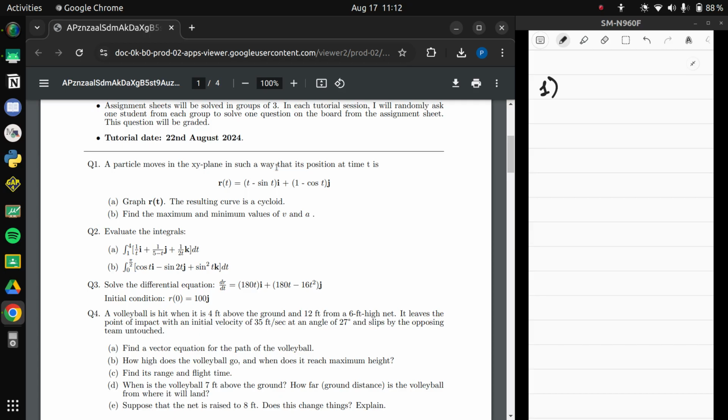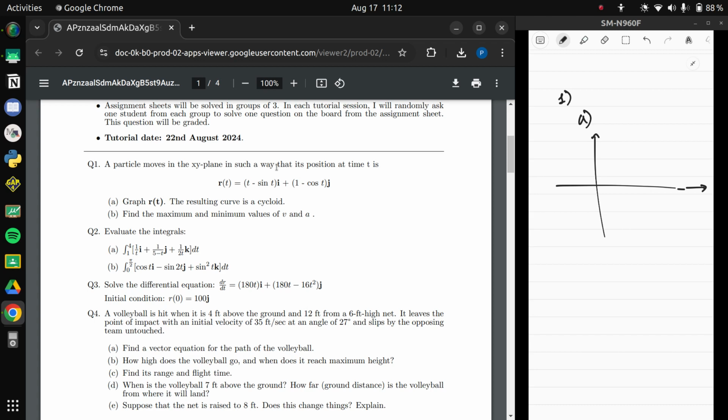So you want to first of all graph this thing. The resulting curve is a cycloid. Yes, it is a cycloid. Find the maximum and minimum values of v and a. So just try to graph this thing. Actually, no, t is a parameter, right? So we just have the x and y.